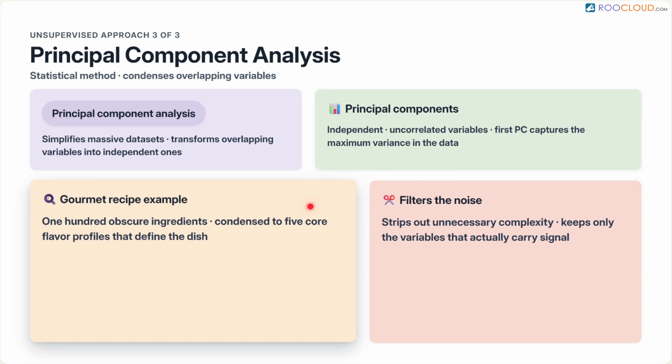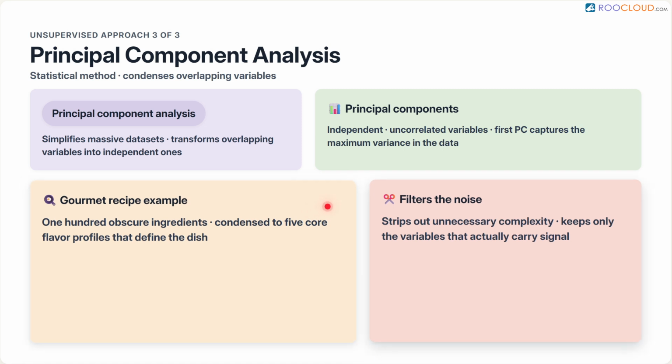Imagine looking at a gourmet recipe with 100 different, highly obscure ingredients. Principal component analysis mathematically condenses the list down to just the 5 core flavor profiles that actually define the dish, filtering out all the unnecessary complexity.